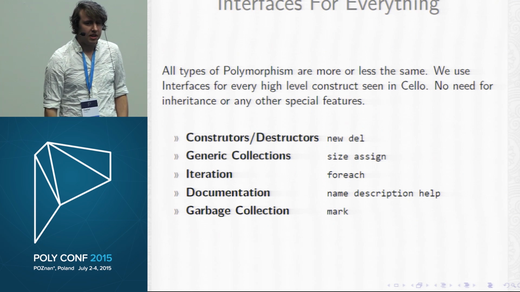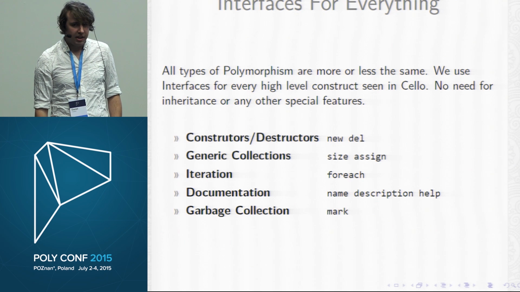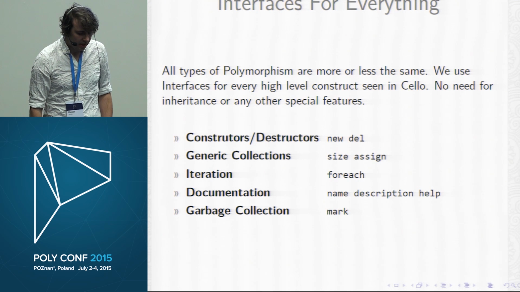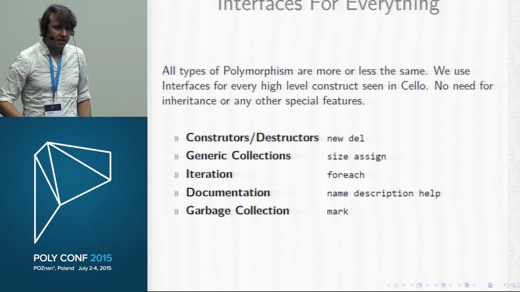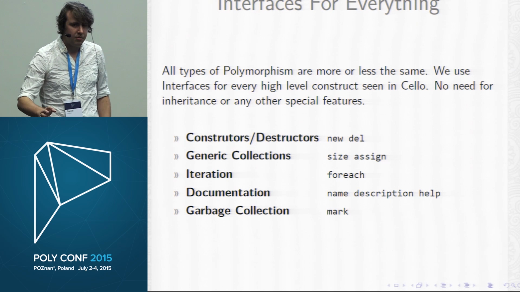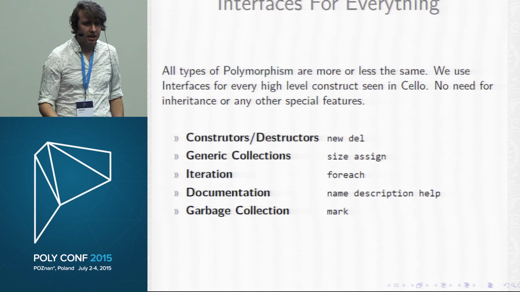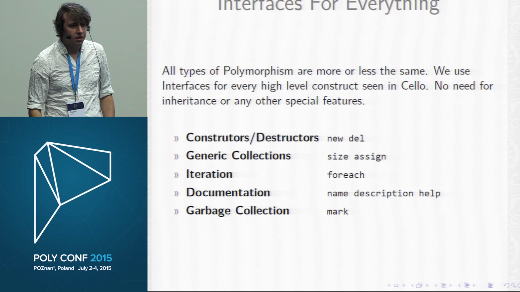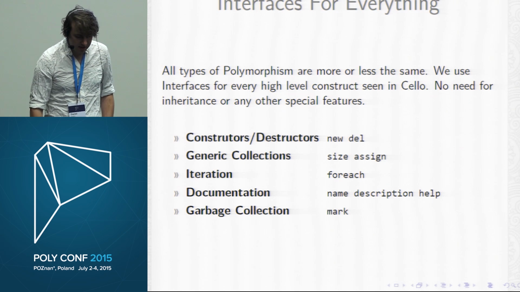And even the garbage collector uses it a bit. If there's some object which does custom memory allocation in some way, we can get it to implement some special type class to tell the garbage collector, oh, also go and look at all of this memory to see if there's any objects there. So pretty much everything in Cello is making use of this, and there are no other features like inheritance or anything else. So this is pretty neat, I think.